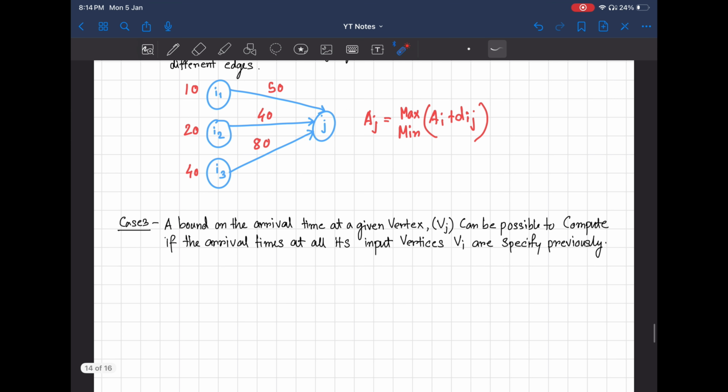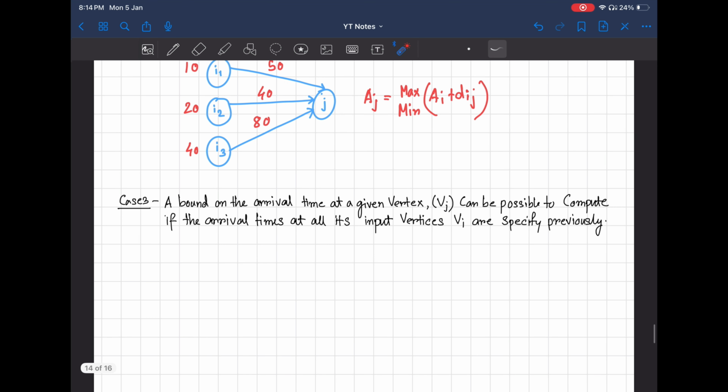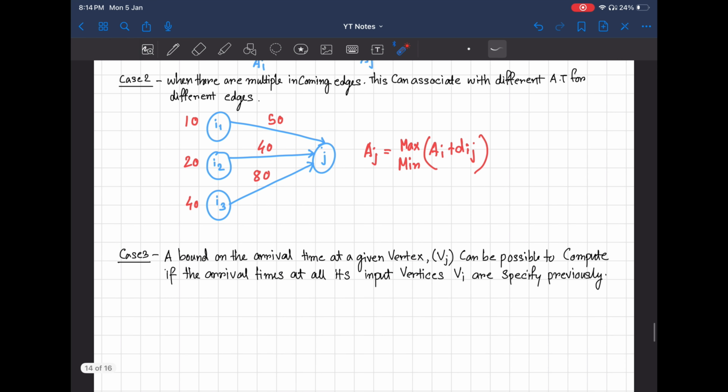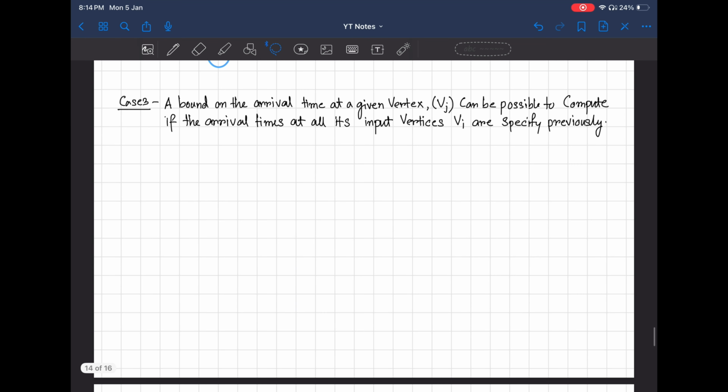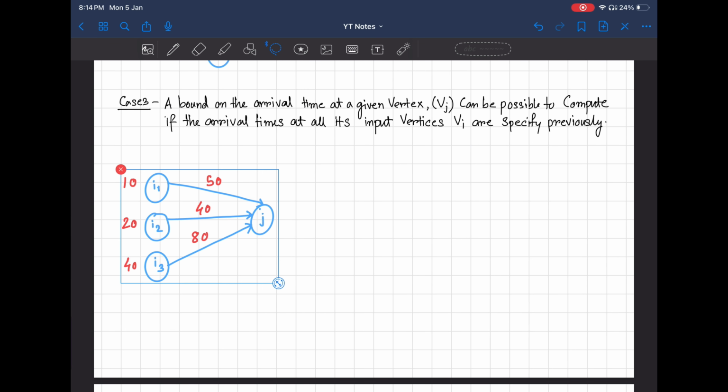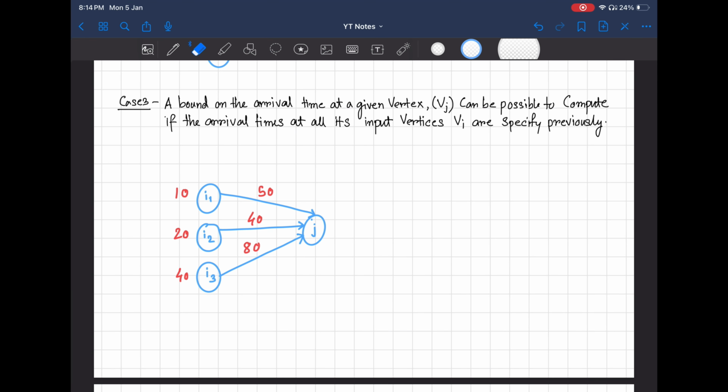Like I said here, a bound on the arrival time at a given vertex. Okay, how can we represent that? Let's copy it and I will show you how to represent that. So this is on the same one. Let's keep that 50, 40, 80 as the same, but here I said a bound on the arrival time. So suppose till now we know only one arrival time for every node.